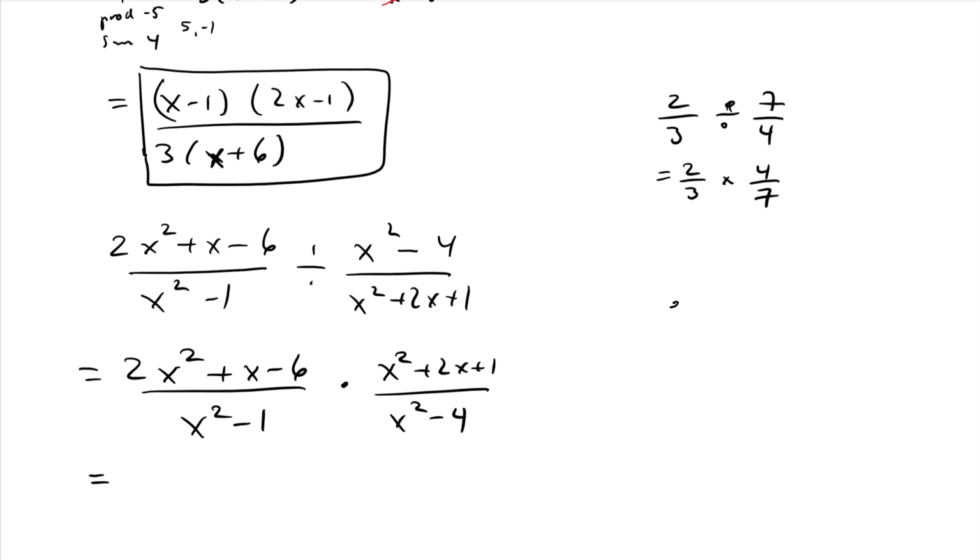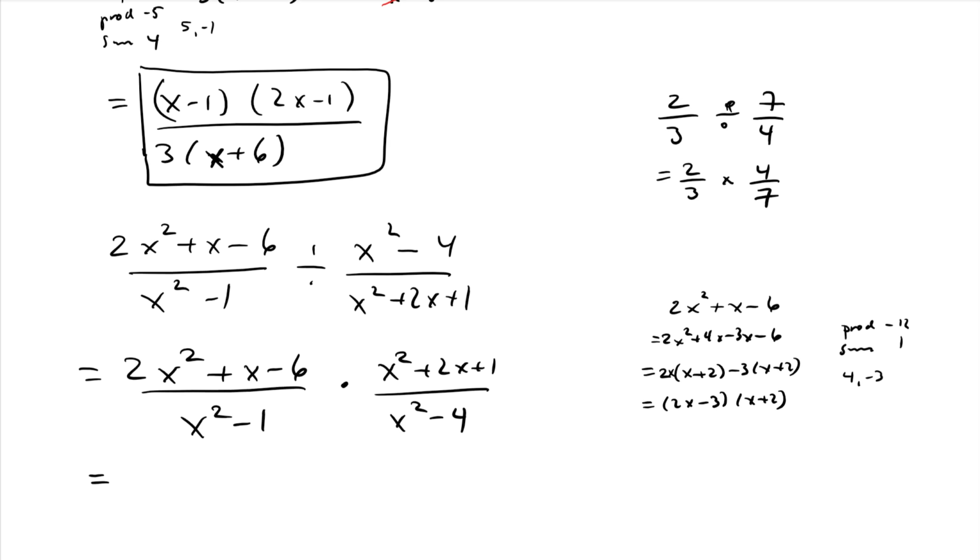Now maybe on the side here, I'm going to factor 2x squared plus x minus 6. So I need a product of minus 12 and a sum of 1. Think about it. 4 and minus 3, I think, is going to work. Yes. So 2x squared plus 4x minus 3x minus 6. You factor by grouping. So you're going to end up with 2x minus 3 times x plus 2.